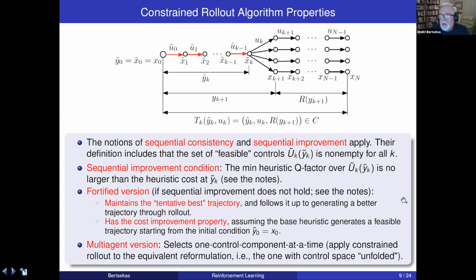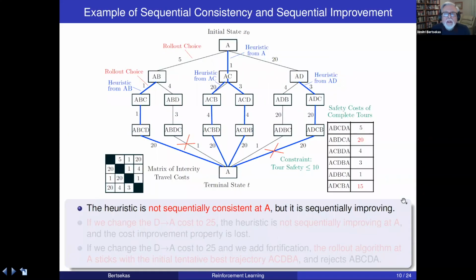Okay, so now let me return to the traveling salesman problem. This picture is exactly the same as the one that you saw in the previous slide. There's a cost function associated with the travel costs. There's a safety constraint, or a constraint for the trajectories. There's a base heuristic, which from each partial tour completes the partial tour.